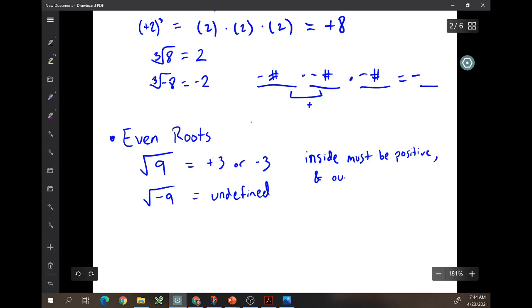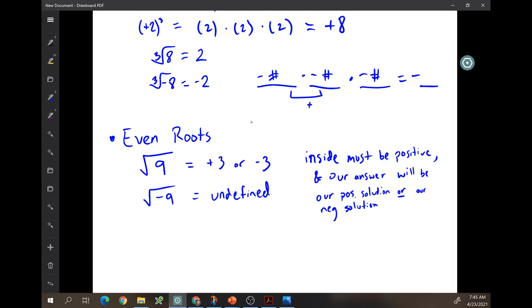And our answer will be our positive solution, or our negative solution. So we have to include both. Okay, you have to write both, positive 3 or negative 3.